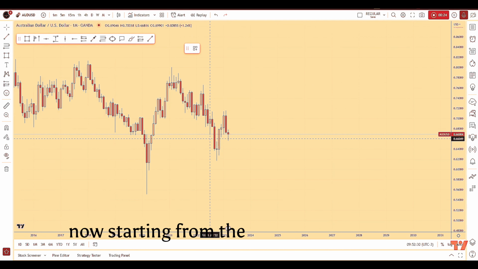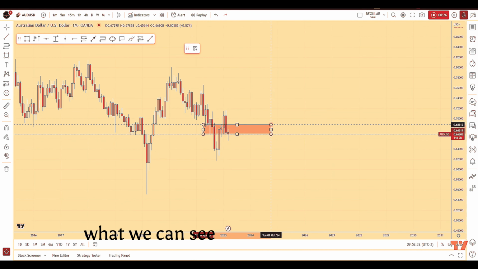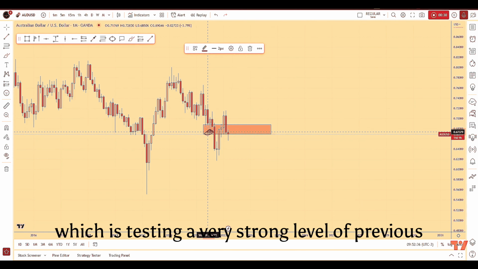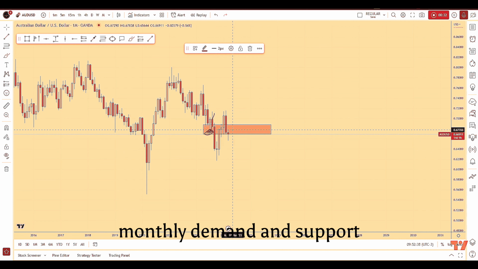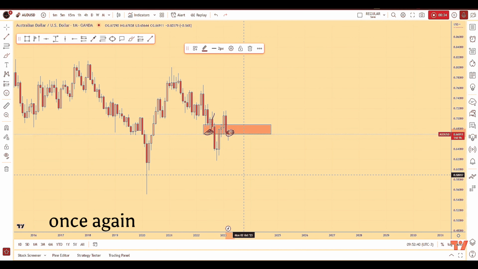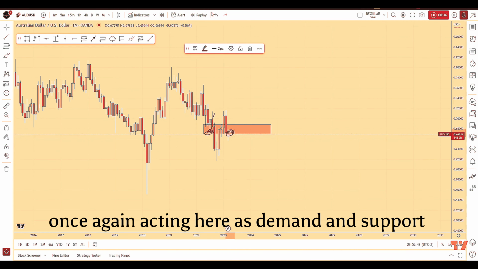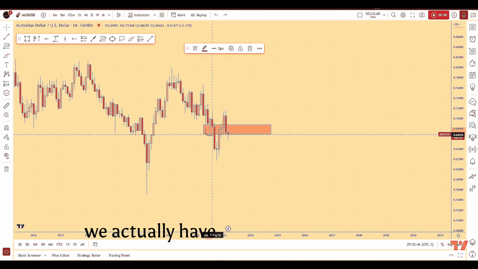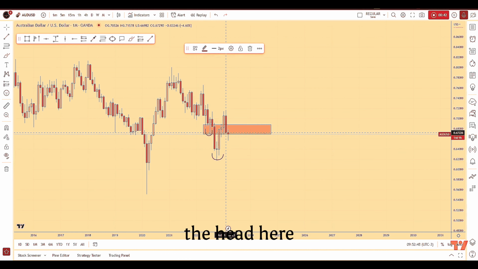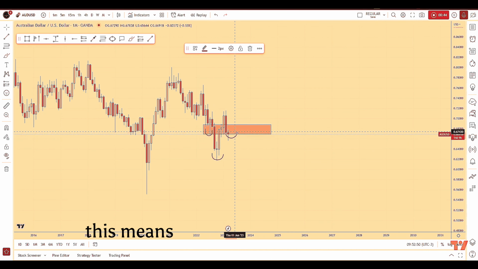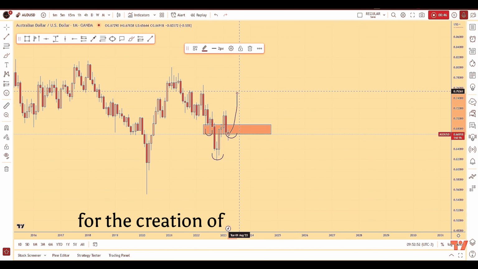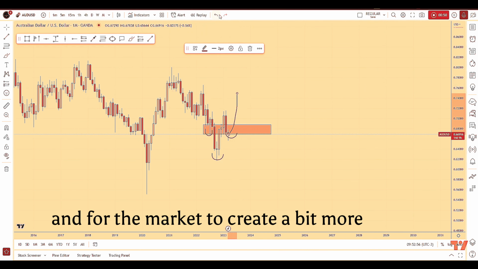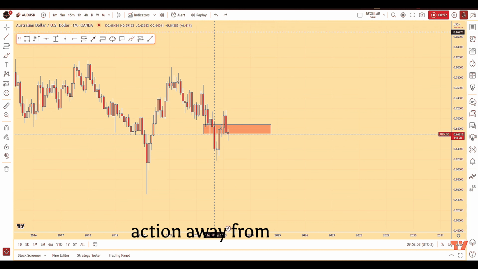Now, starting from the monthly time frame, what we can see is that at the moment we have a market which is testing a very strong level of previous monthly demand and support, which is now once again acting here as demand and support. In fact, if we look at the movement that the market has created, we actually have the left shoulder here, the head here, and the right shoulder here. This means that there is the possibility for the creation of an inverted head and shoulders and for the market to create a bit more bullish price action away from this zone.